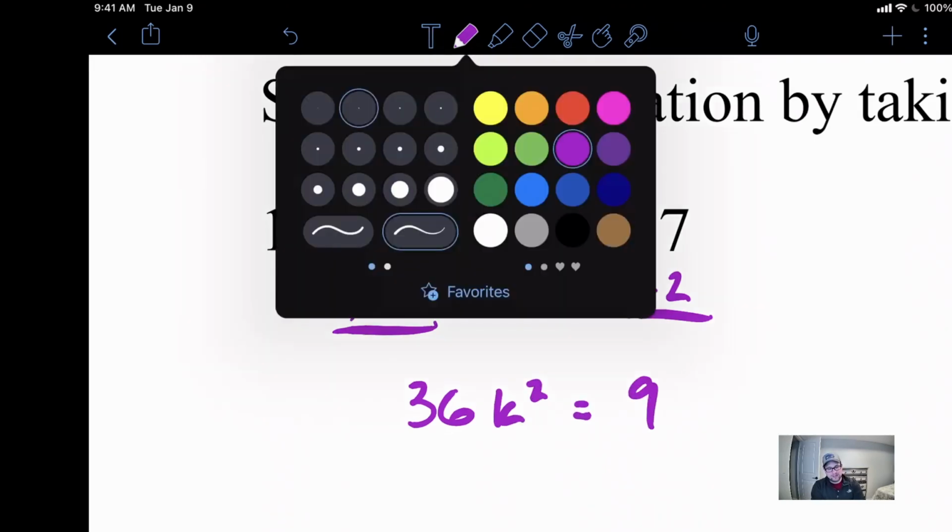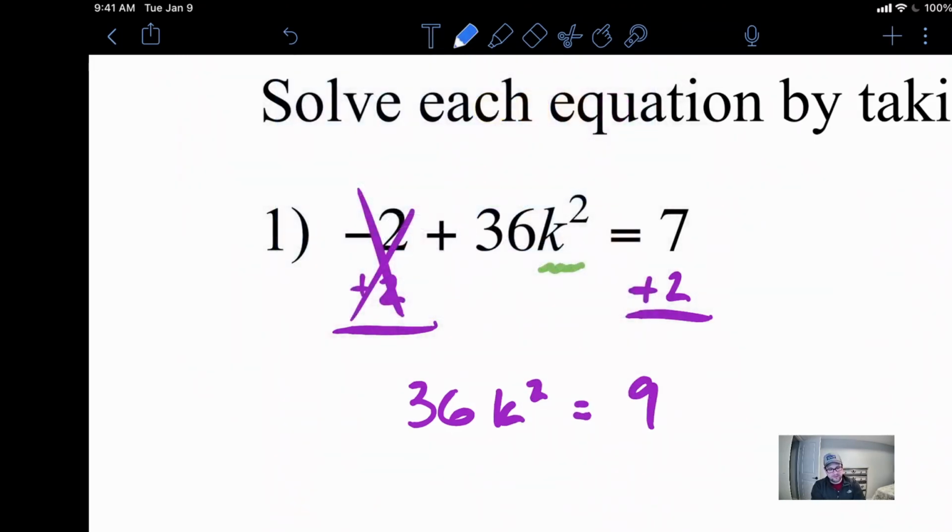Now, once we get this far, we need to still get rid of the 36. 36 is hooked on by multiplication because we don't see a sign. So the way we unhook it is using division. Now, 36 divides off 36, so those two disappear. But I didn't do it to both sides, right? I've got to do it to both sides to keep it equal.